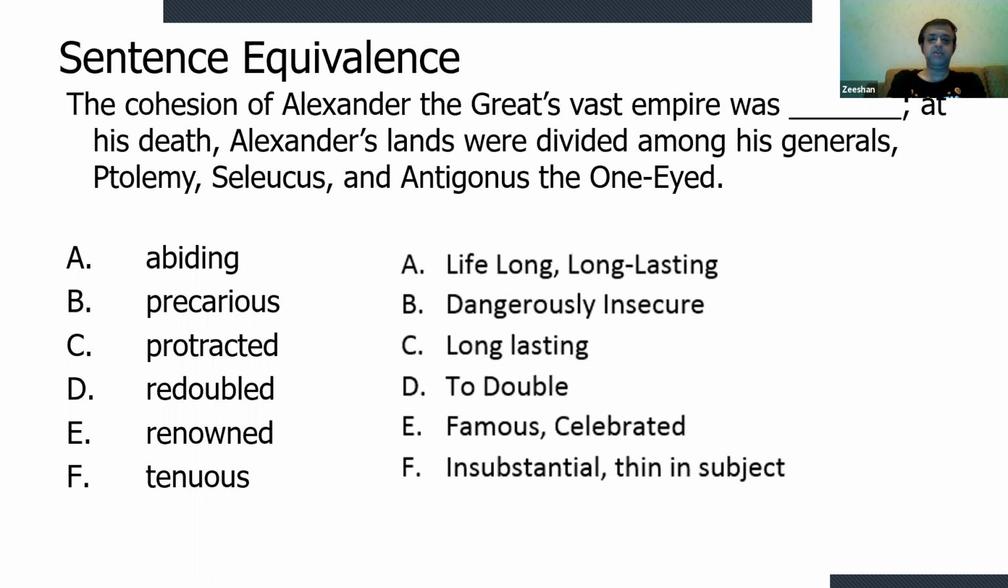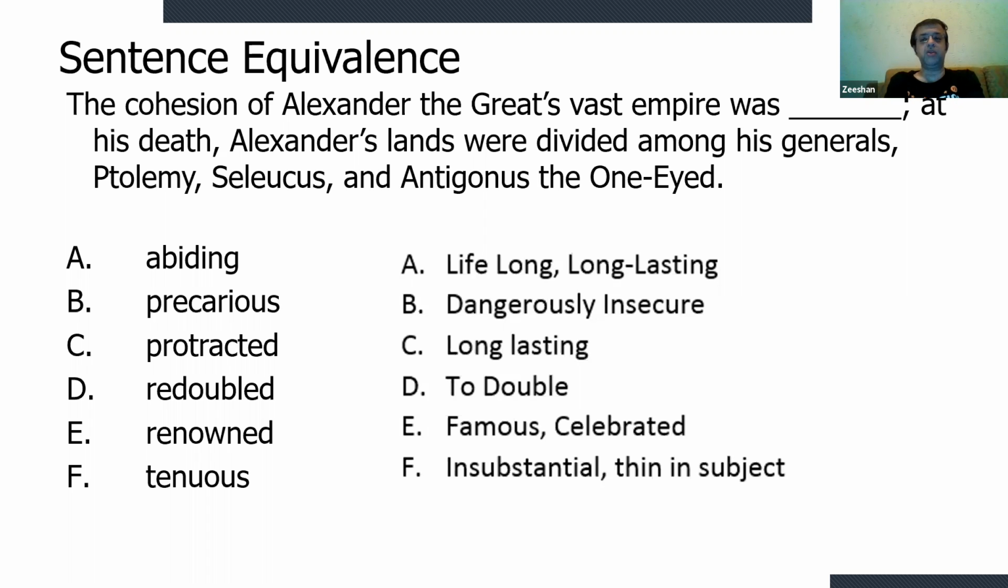Precarious, dangerously insecure. This can be an answer. Let's keep it there. Protracted, again long lasting. We can eliminate this as well. D is redoubled, to double. Let's eliminate that. Renowned, famous or celebrated. We can eliminate that. And then tenuous. Tenuous is something which is insubstantial, something which is uncertain, something which is thin in substance.